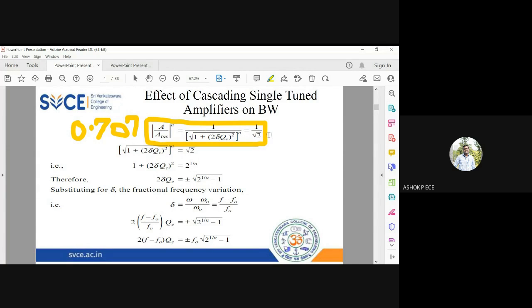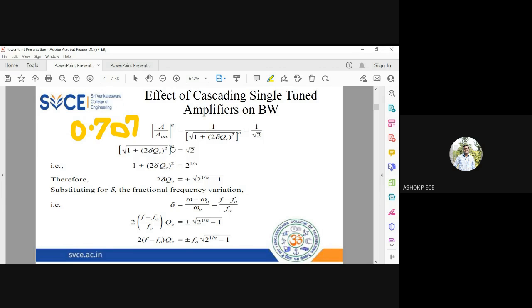So 1 by any term equal to 1 by another term, so I can equate denominators. So root of 1 plus 2 delta QE the whole square power n equal to root 2. So 1 plus 2 delta QE the whole square equal to 2 power 1 by n. The square root and square root will get cancelled, because this side you have n by 2 and this side you have 1 by 2. So the square root will cancel on both sides.